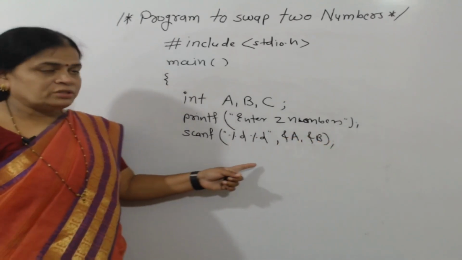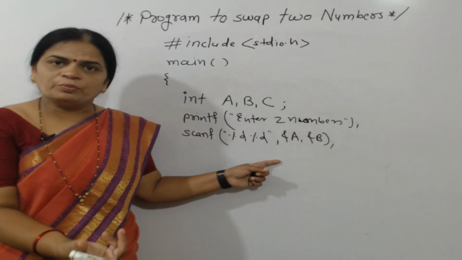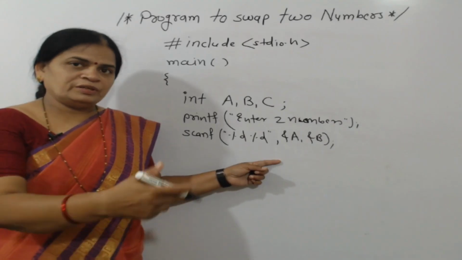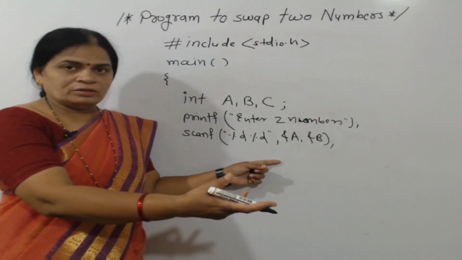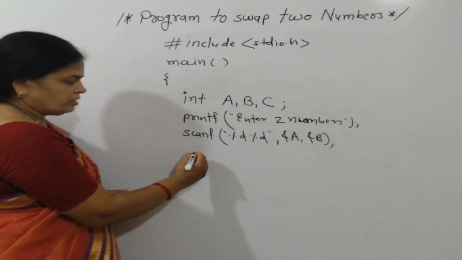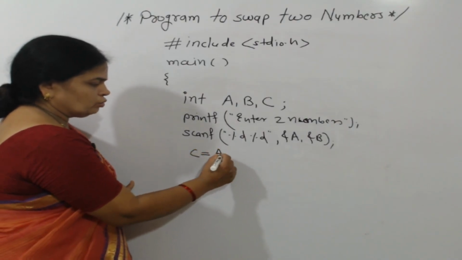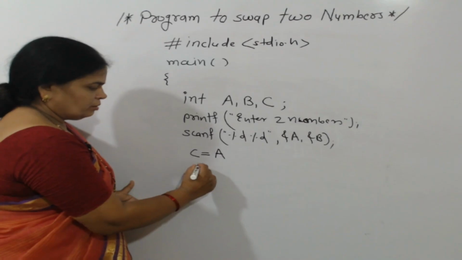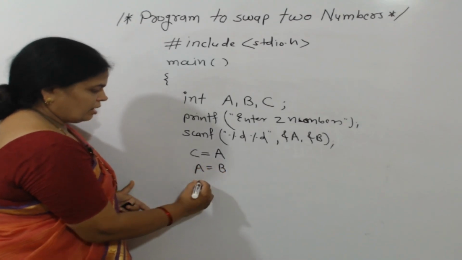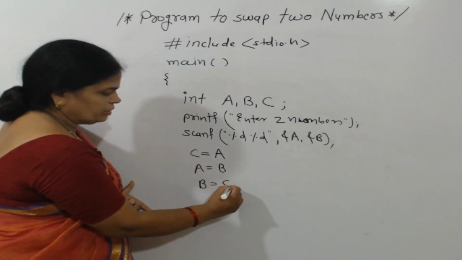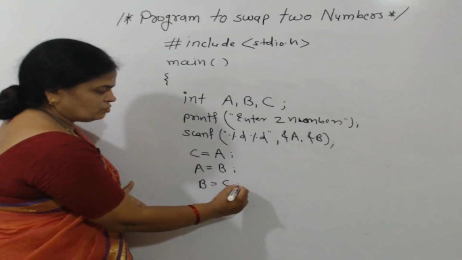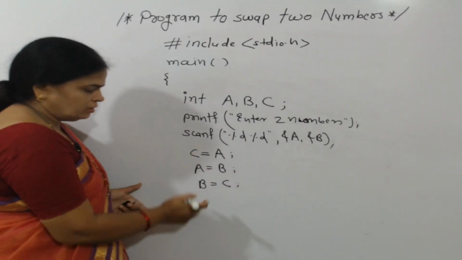We just discussed the logic of the program, so the same statements that I told you about just now, I will write here. Firstly you move the value of A to C, then B to A, and lastly C to B. These are the statements required for swapping the two values.